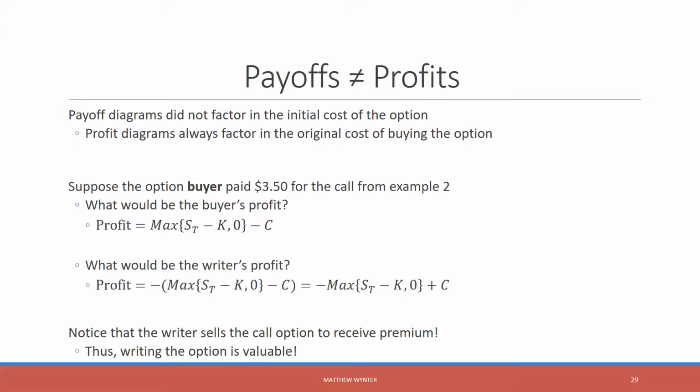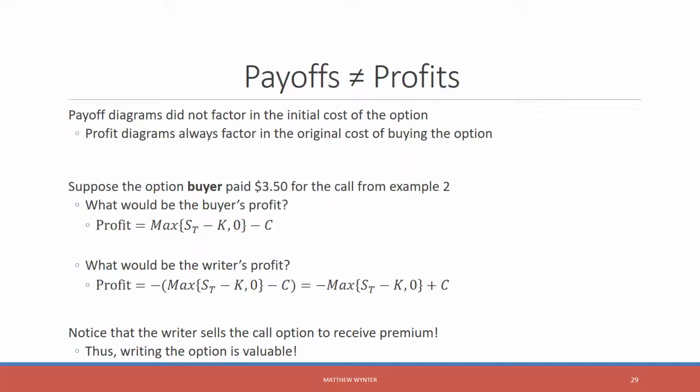What would be the buyer's profit? Well, the buyer's profit is going to be, again, the max of ST minus K, the max of the spot at maturity minus the strike price or zero, minus the cost of the option. What about the writer? What's going to be the writer's profit? Well, the writer, the person who takes a short position, the person who's supplying this option to the market, always has the opposite payoff and the opposite profit of the buyer.